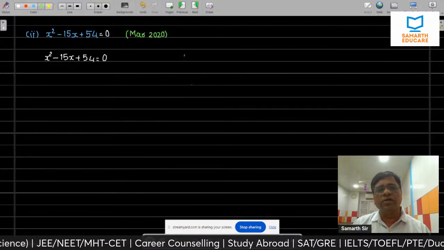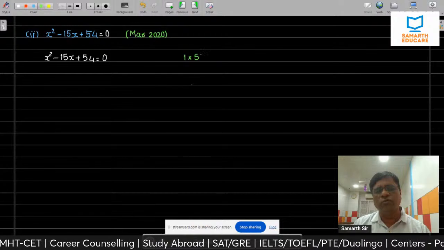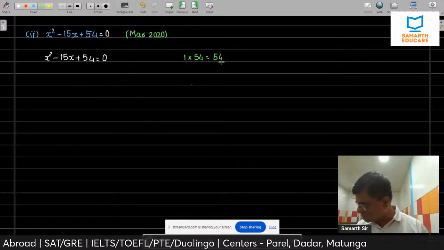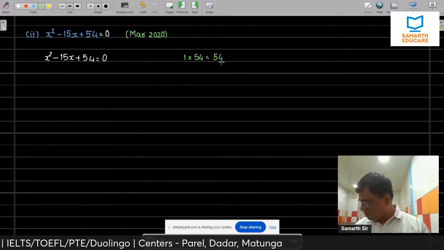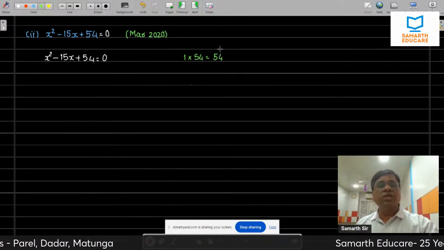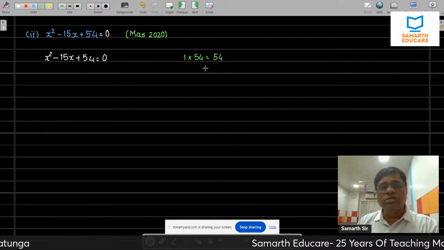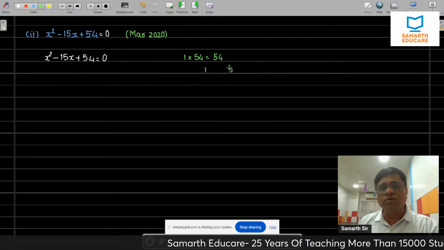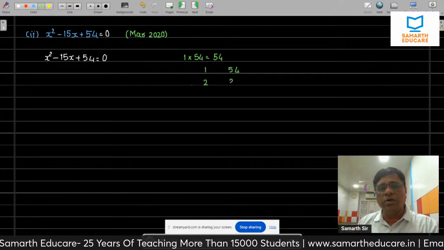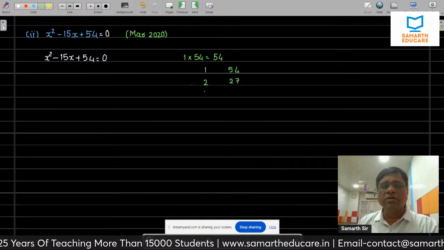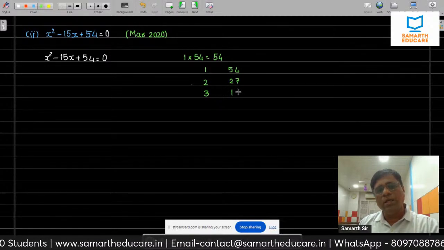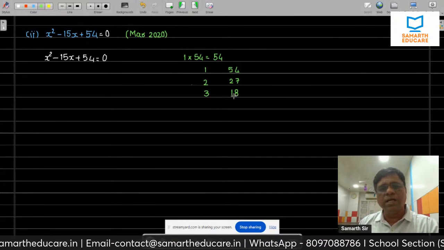So what is the factor? 1 into 54, right, is equal to 54. Now because it is positive, we will have to look for addition, which will give me 15. Okay, so the first safest thing is 1 and 54. इसका addition तो definitely 15 नहीं आएगा. Then it will be 2 and 27, again no, right? Then it will be 3 and 18, 21 is the addition.